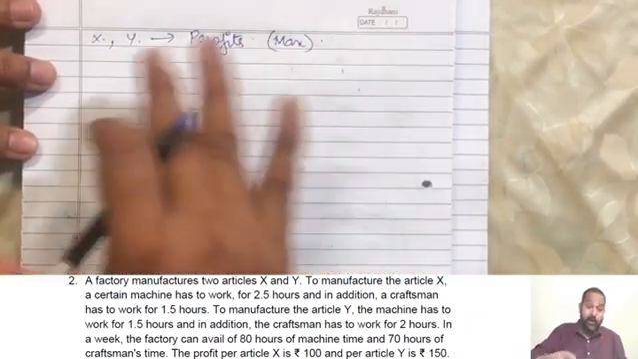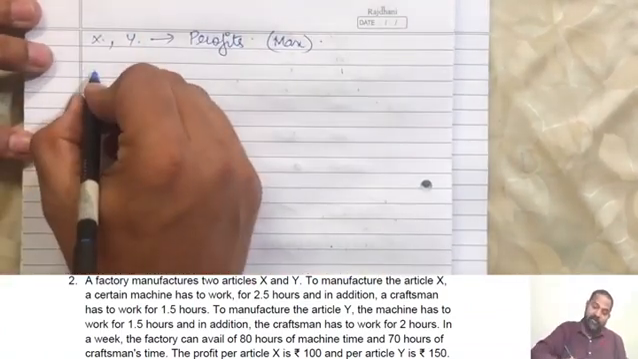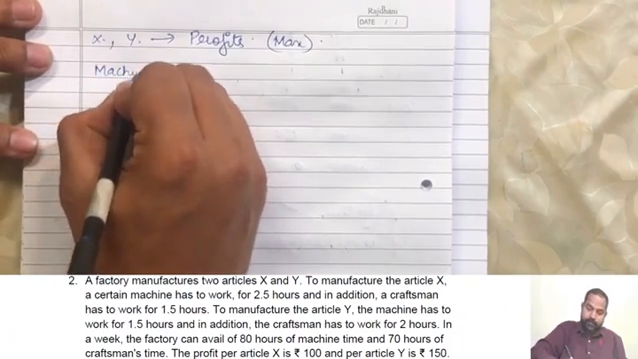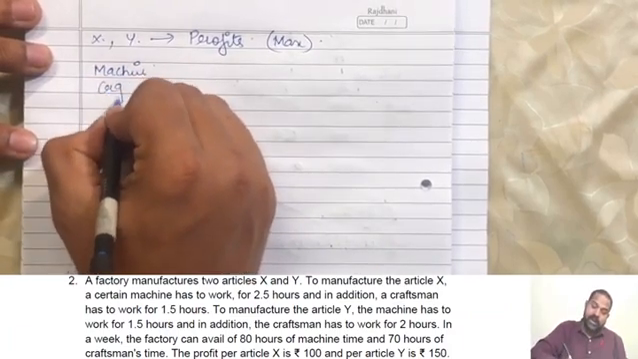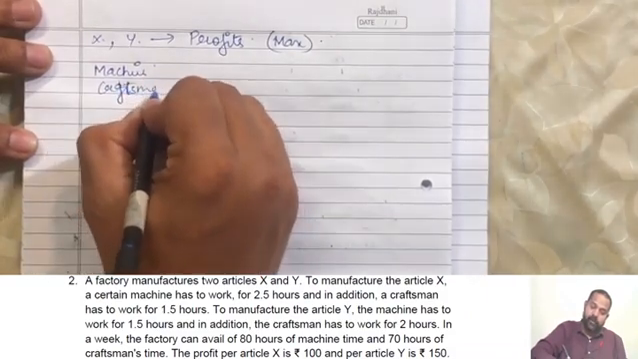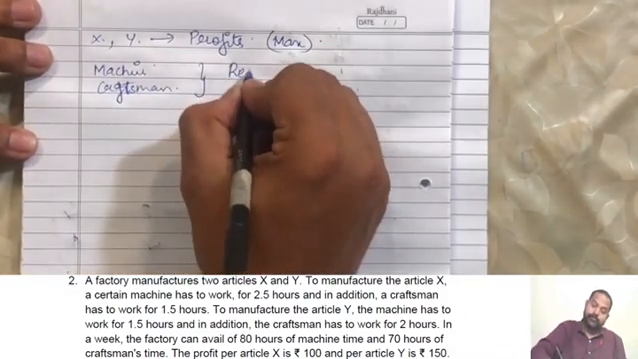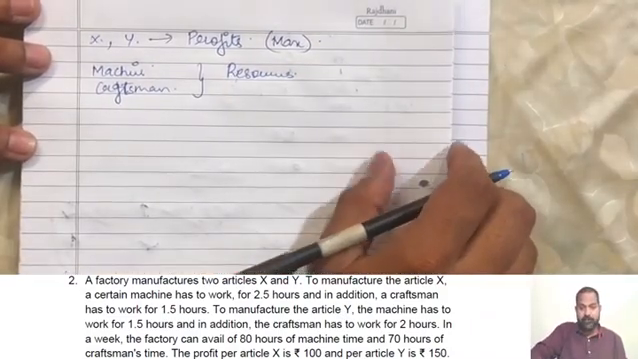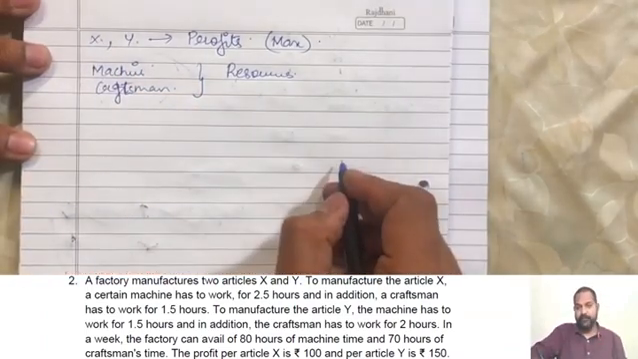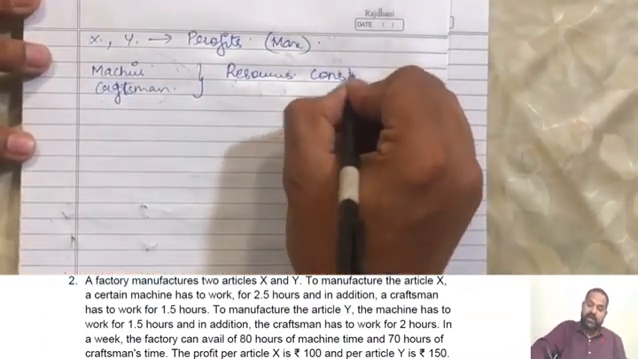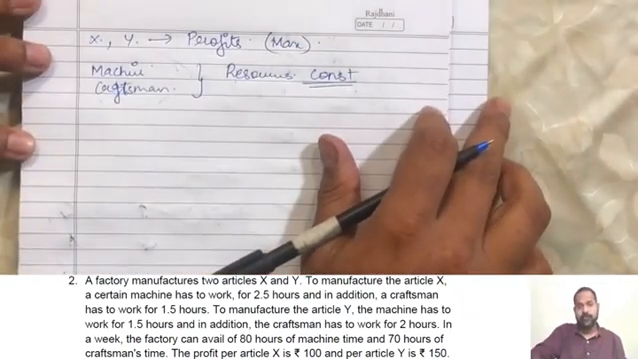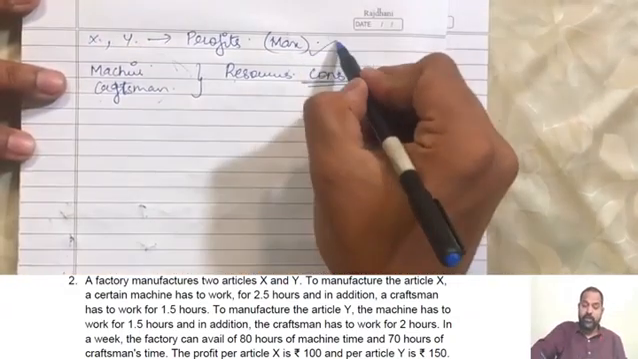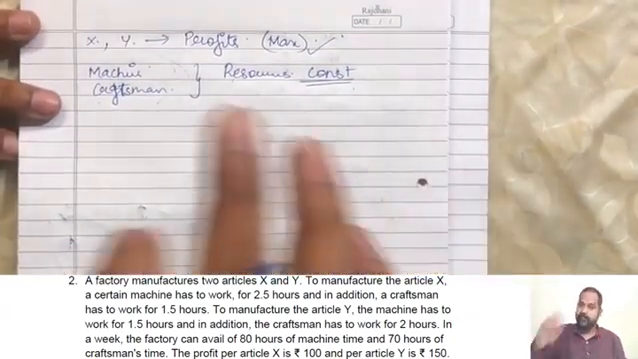Well, I read that to manufacture X and Y, I have resources. What are the resources? One resource is machine time and the other resource is craftsman time. What is happening? These resources are limited, or these resources are constrained, because of which I have to decide how many of X and Y to make so that I get maximum profit. Fantastic.